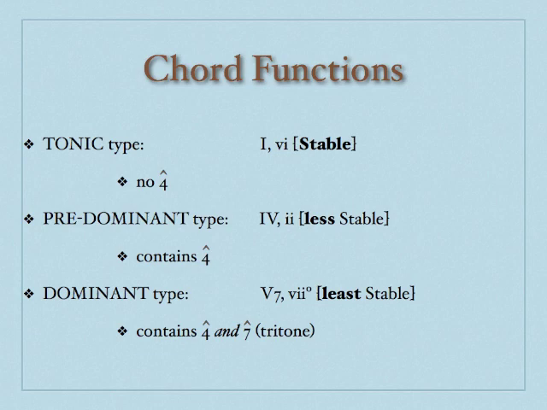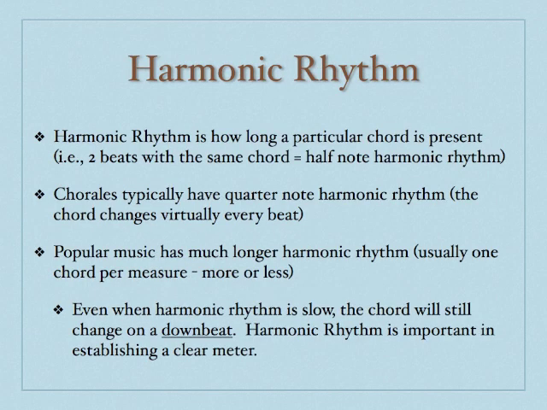The predominant chords are a little less stable, and they are the 4 chord or 2 chord. So a lot of times you see 1 4 5 1 or 1 2 5 1. And the dominant type chords, a 5 7 chord or a diminished 7 chord (the 7 chord), are the least stable, and they have a tritone in there, and that's what makes it unstable. And the 5 7 and the 7 chord actually have 3 common tones, so they are good substitutes. You can interchange them at will.